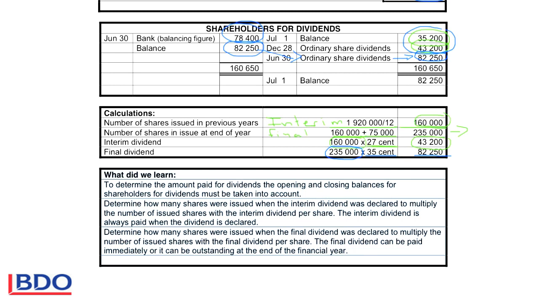At the end of the year, again, when the final dividend is declared, you have to determine how many shares were issued up to the end of the financial year. And then those shareholders will be entitled to a dividend. So the number of shares will be multiplied with the final dividend to determine what is the amount that is outstanding at the end of the year.